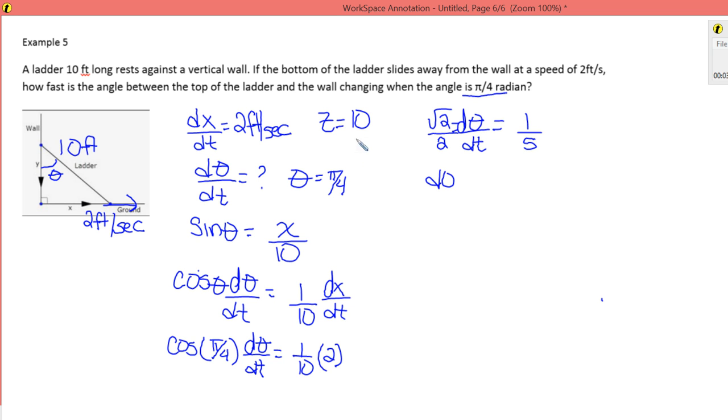So d theta dt is equal to 2 over 5 radical 2. And this would be in radians per second, because this is theta. And that's how we do that problem. That was pretty simple when we considered the fact that all we had to use was a trig ratio.